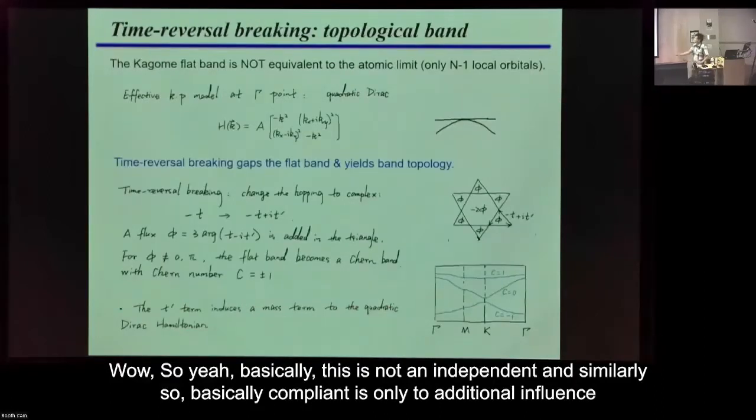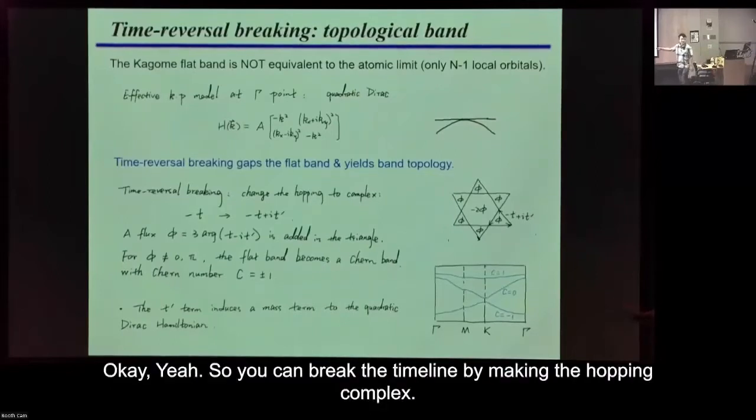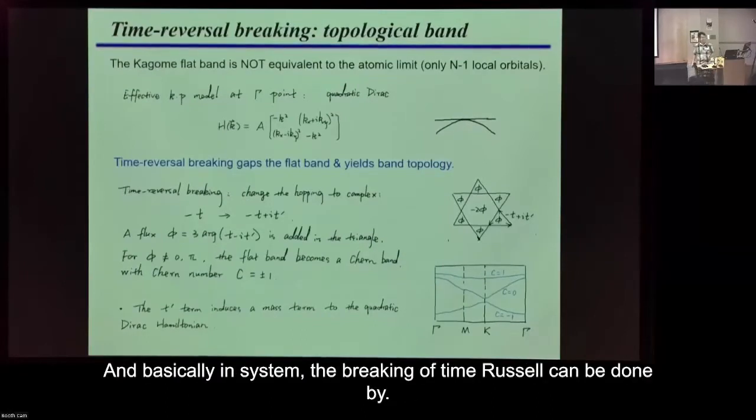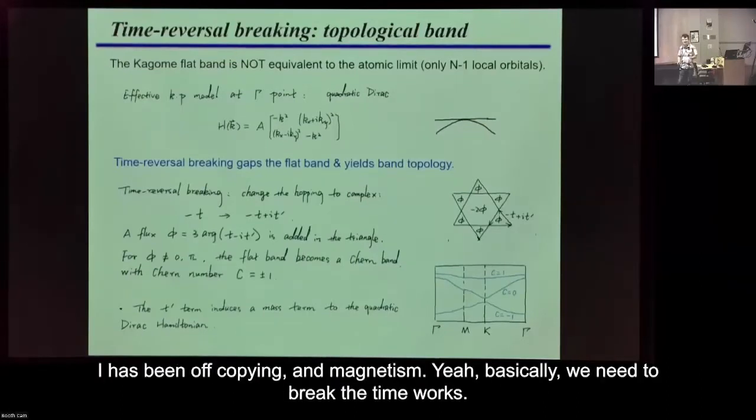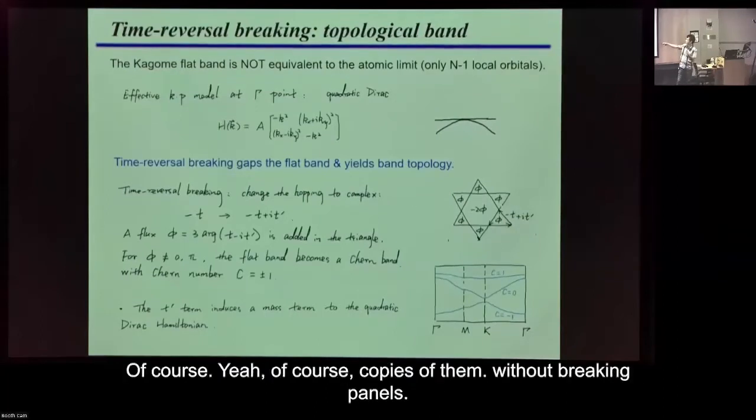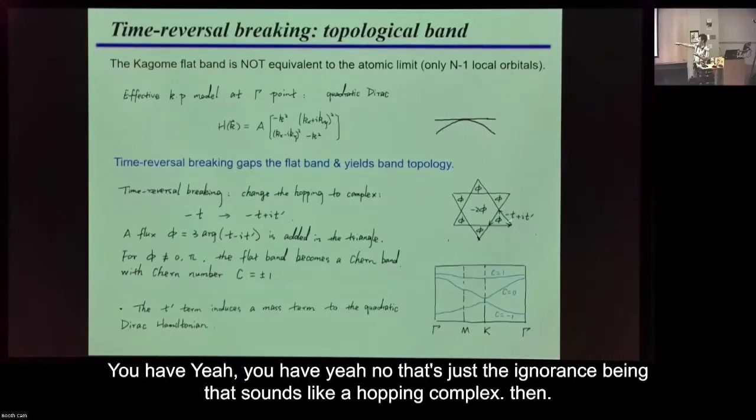Okay. So you can break time reversal symmetry by making the hopping complex. In a realistic system, the breaking of time reversal can be done by adding spin-orbit coupling and magnetism, etc. So you need to break time reversal, or you can make two copies of them without breaking time reversal. In that case, you have total Chern number zero. But for now, let's just ignore the spin index and make the hopping complex.